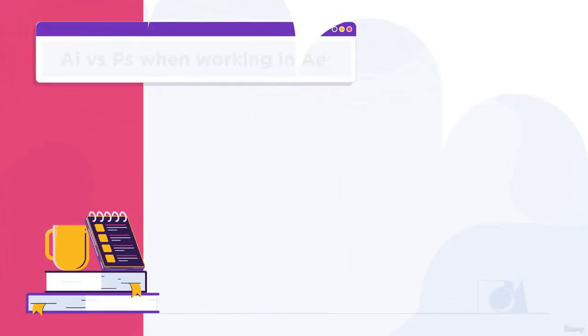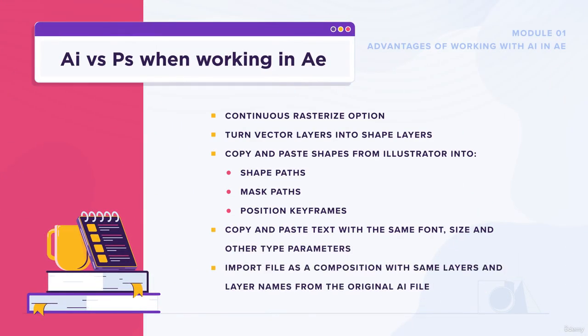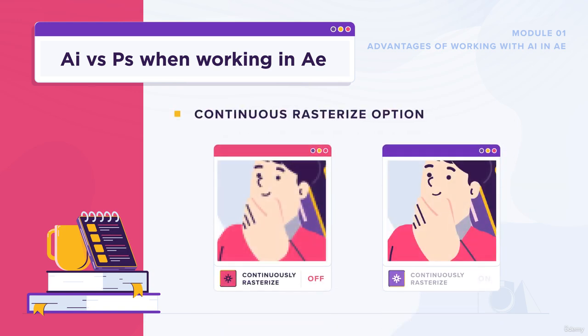Here are some of the advantages of using Illustrator with After Effects. Later on, we'll deep dive into these and more. By importing vector files into After Effects, we're able to use the continuous rasterize feature, which allows us to get crisp images no matter the scale we use them in.